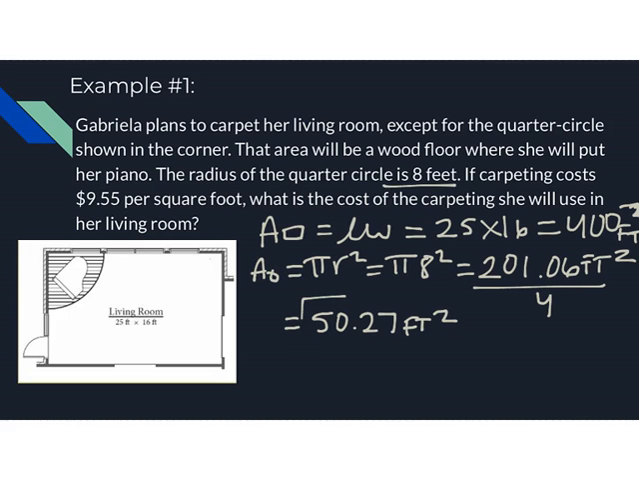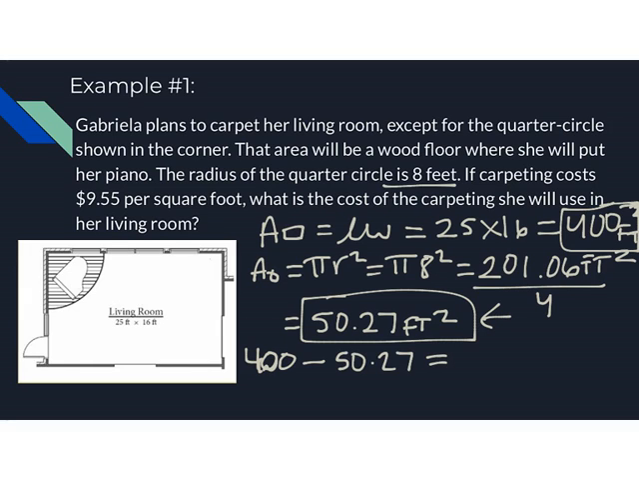Okay, so I'm going to be working with this value and my 400 value. Remember that she does not want carpet in this quarter of a circle, so we are going to take her 400 feet squared and subtract that quarter of a circle out of the living room. So we get 349.73. You're probably going to approximate the square footage, because you don't walk into the store and say I need 349.73 feet of carpet, please. You round up and say I need 350 square feet of carpet.